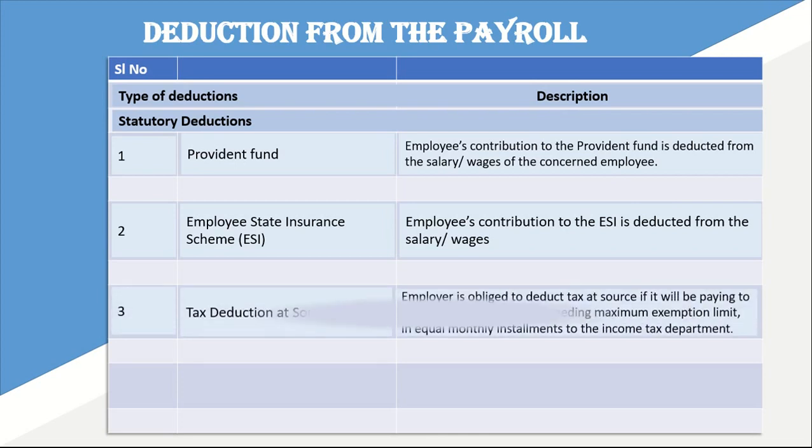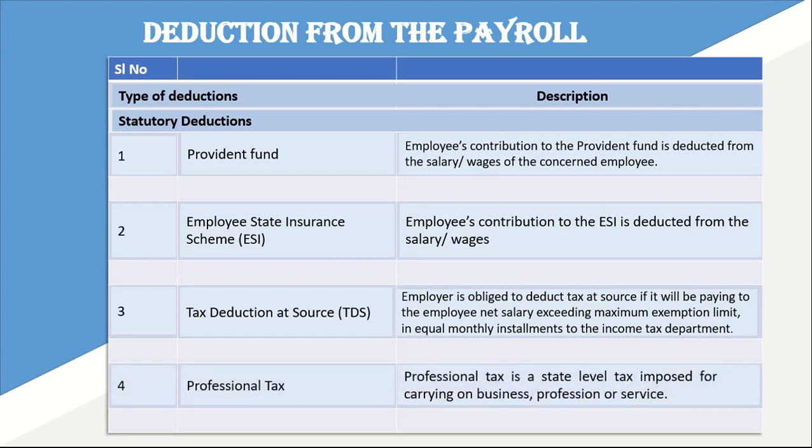Tax deduction at source, TDS. Employer is obliged to deduct tax at source if it will be paying to the employee net salary exceeding maximum exemption limit, in equal monthly installments to the Income Tax Department. Professional tax. Professional tax is a state-level tax imposed for carrying on business, profession, or service.